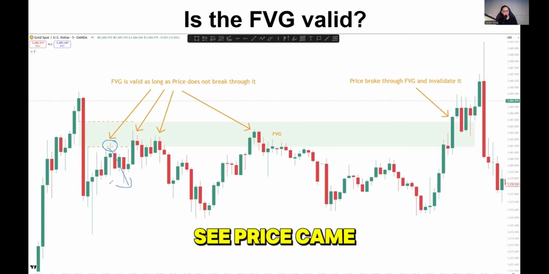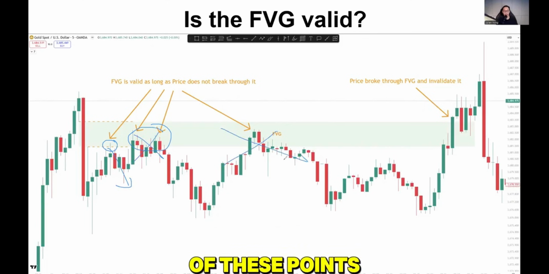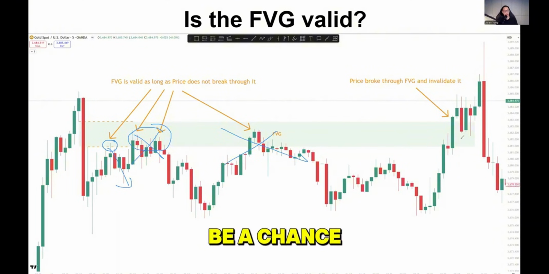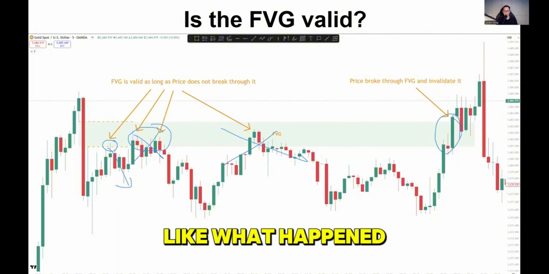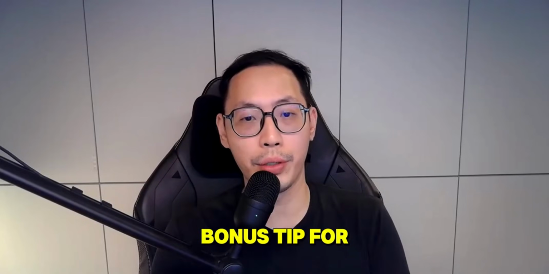You can see price came down. All this would be the second and the third and the fourth time, whatsoever. I consider that as already being utilized. I will not enter at any of these points because there would be a chance that it would break, like what happened over here. Now, here's a bonus tip for you.